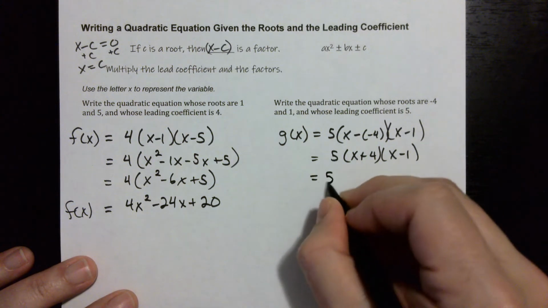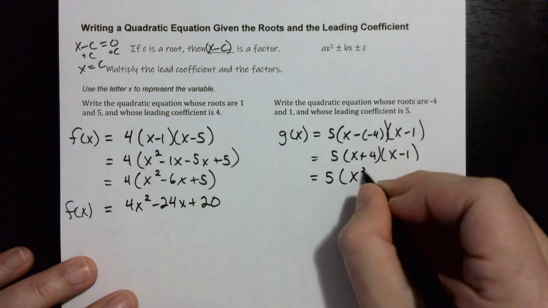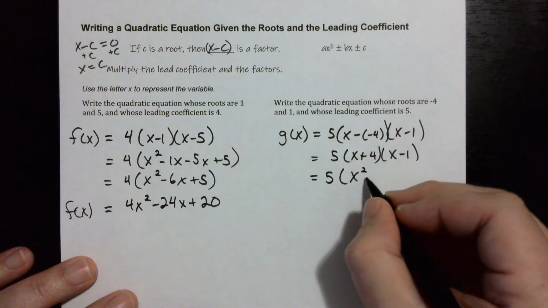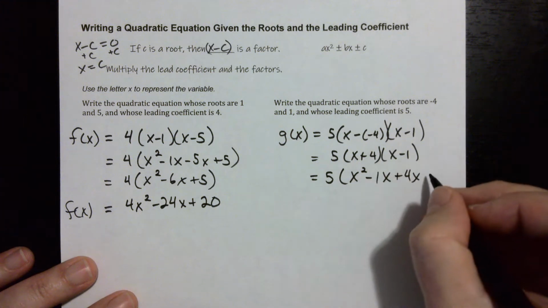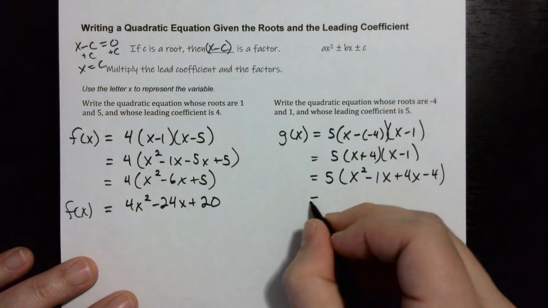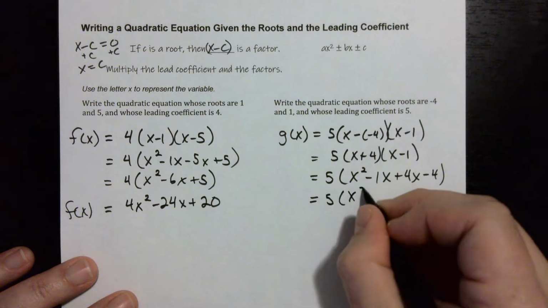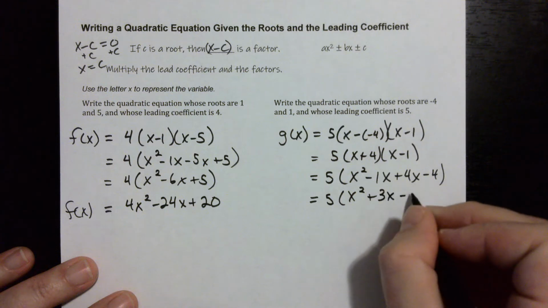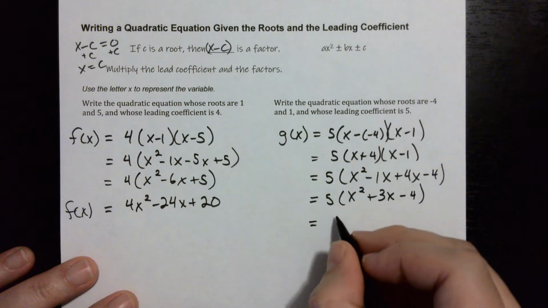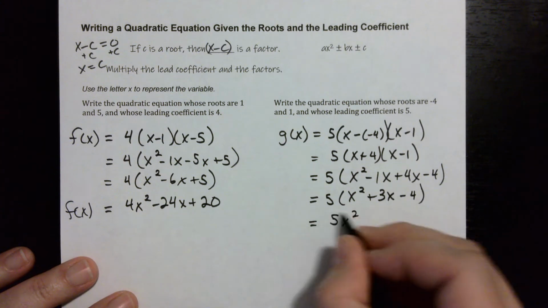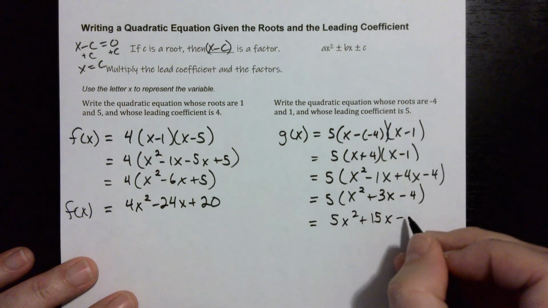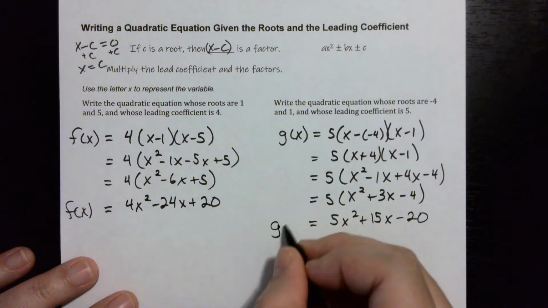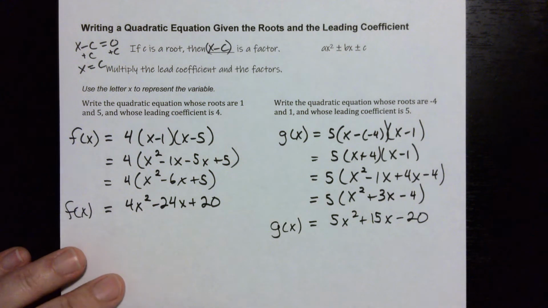So x times x is x squared. X times negative 1 is negative 1x. 4 times x is 4x. 4 times negative 1 is negative 4. Combine like terms on the inside there. I get x squared plus 3x minus 4, and then distribute the 5. So 5x squared, this one will be plus 15x, and that will be minus 20. So g of x is equal to 5x squared plus 15x minus 20.